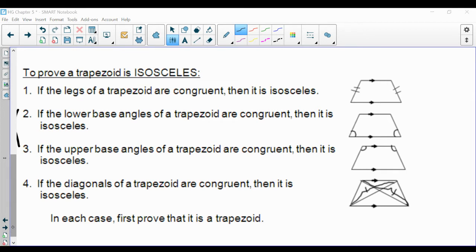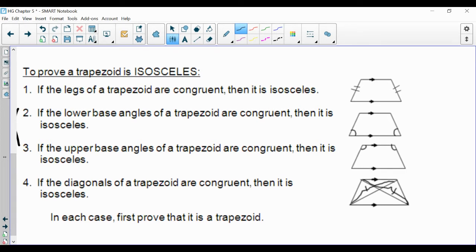You have: if the legs are congruent, then it's isosceles. If the lower base angles are congruent, then it's isosceles. If the upper base angles are congruent, it's isosceles. And if the diagonals of a trapezoid are congruent, then it is isosceles as well.